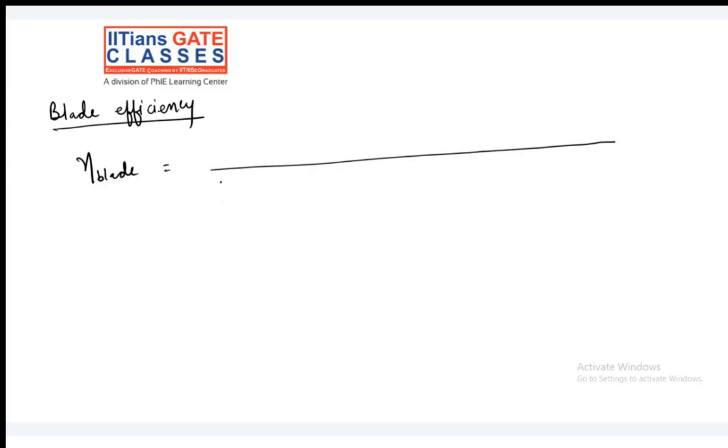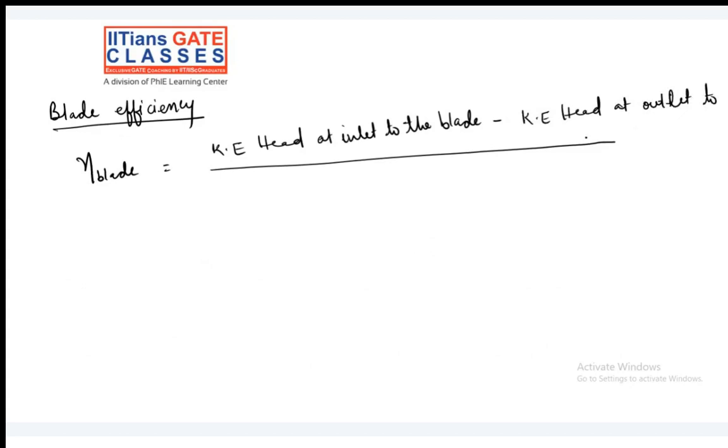This is equal to the kinetic energy head at inlet to the blade, minus the kinetic energy head at outlet to the blade, divided by the kinetic energy head at inlet to the blade.